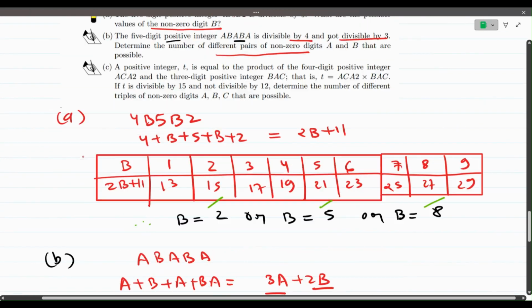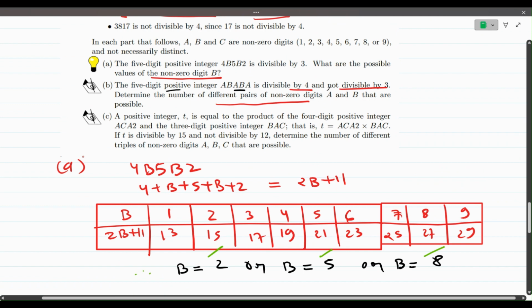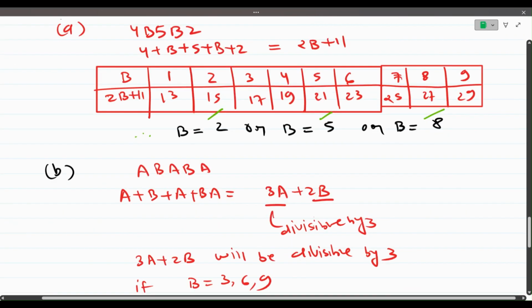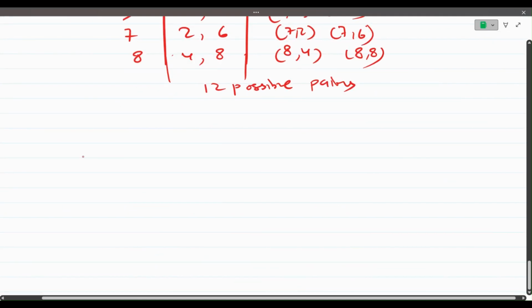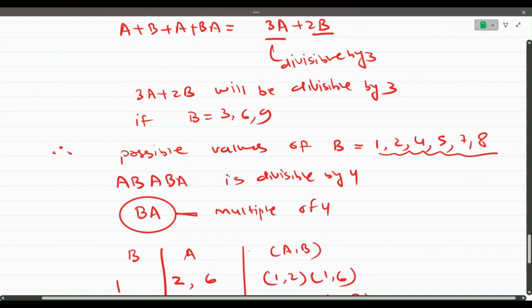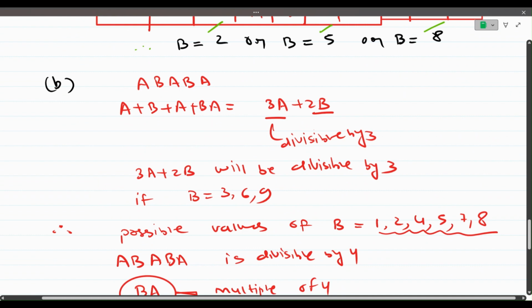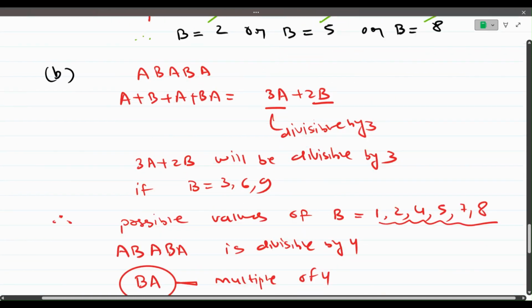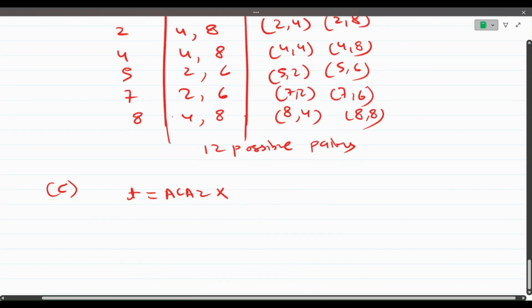Question number 3. A positive integer t is divisible by 15 but not divisible by 12. Determine the number of different triplets of non-zero digits A, B, C that are possible. So t is equal to ACA2 times BAC.